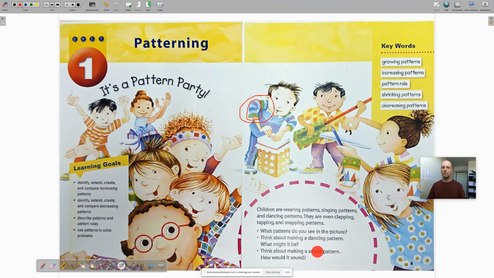This last one says, think about making a sound pattern. How would it sound? Good question. There's a few ways to do this. I could do a clap and then a rub and then a snap. Clap, rub, snap. Clap, rub, snap. I just made up a sound pattern. It could be, if you can whistle, you can make a whistling pattern.